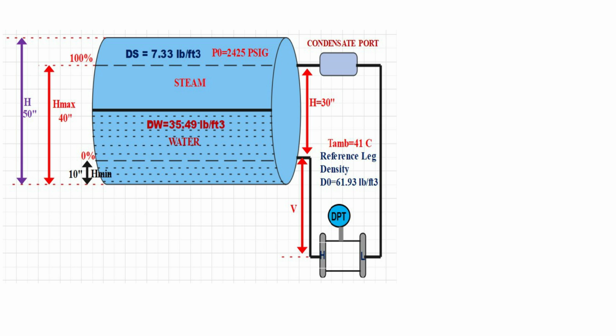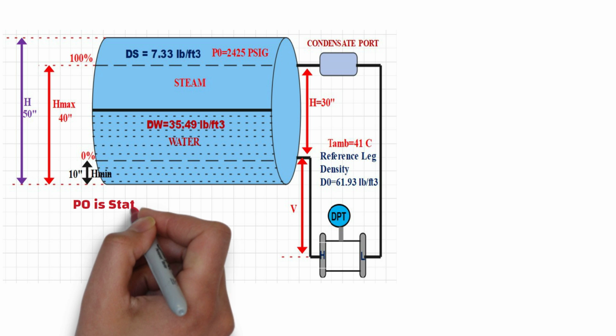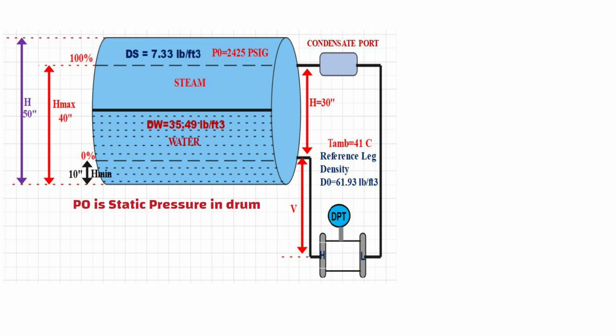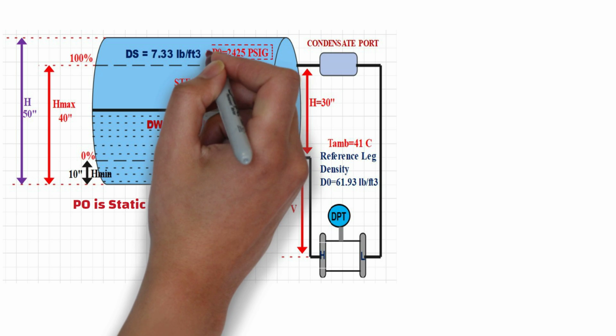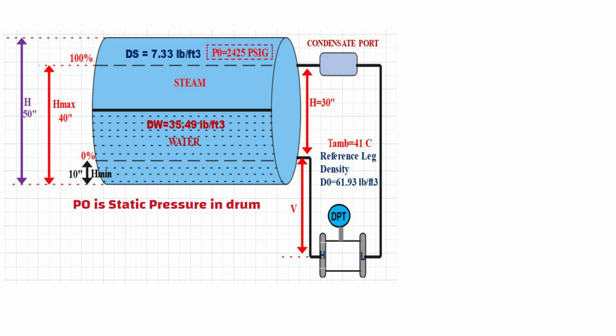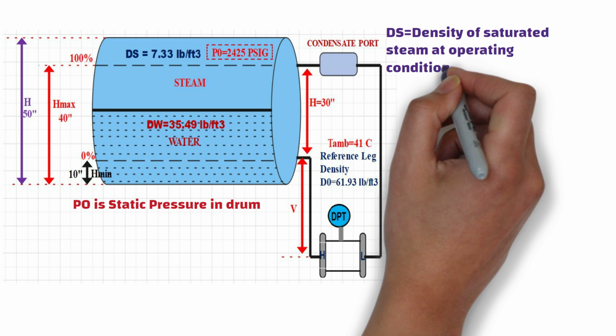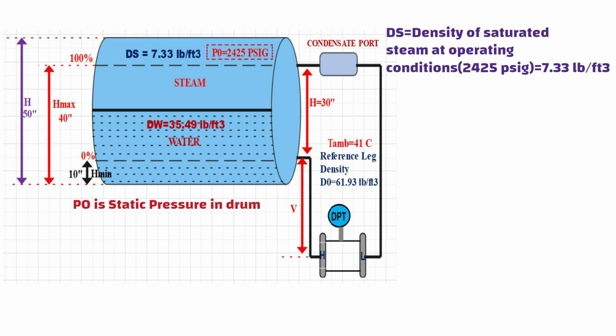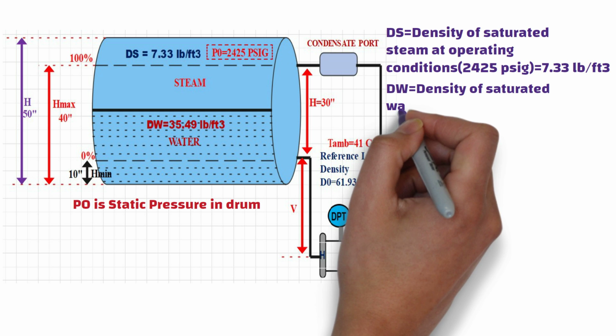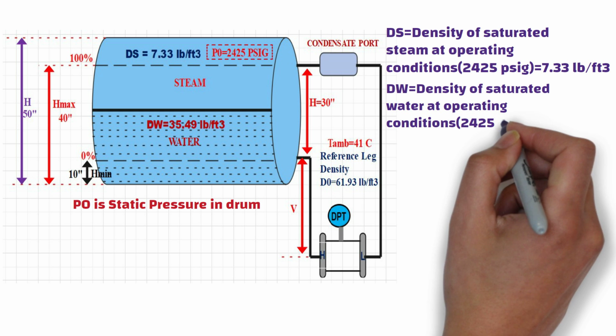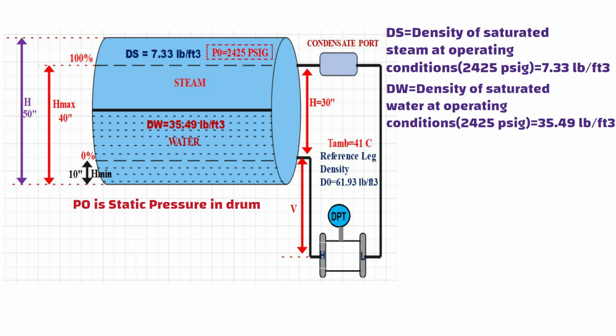As you can see from the diagram, the first step in the calibration is to define the process variables. For example, P0 is the static pressure in the steam drum at the top tap. In this example, we assume that the static pressure is 24-25 pounds per square inch gauge at the top tap. The next process variable is DS, which is the density of saturated steam at operating condition. In this example, DS is 7.33 pounds per cubic feet at 24-25 psig operating pressure. The other process variable is DW, which means the density of saturated water at operating conditions. In this example, DW is 35.49 pounds per cubic feet at 24-25 psig operating pressure.